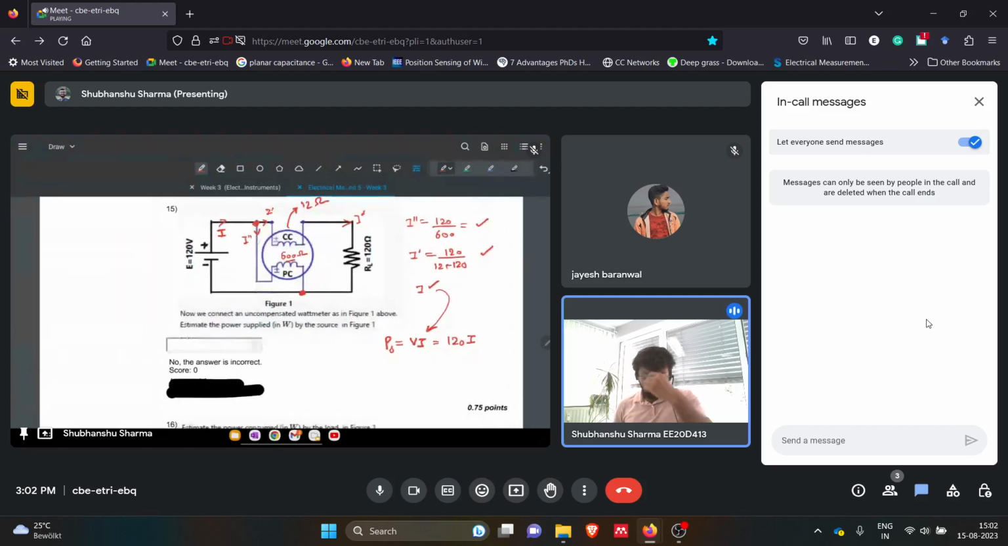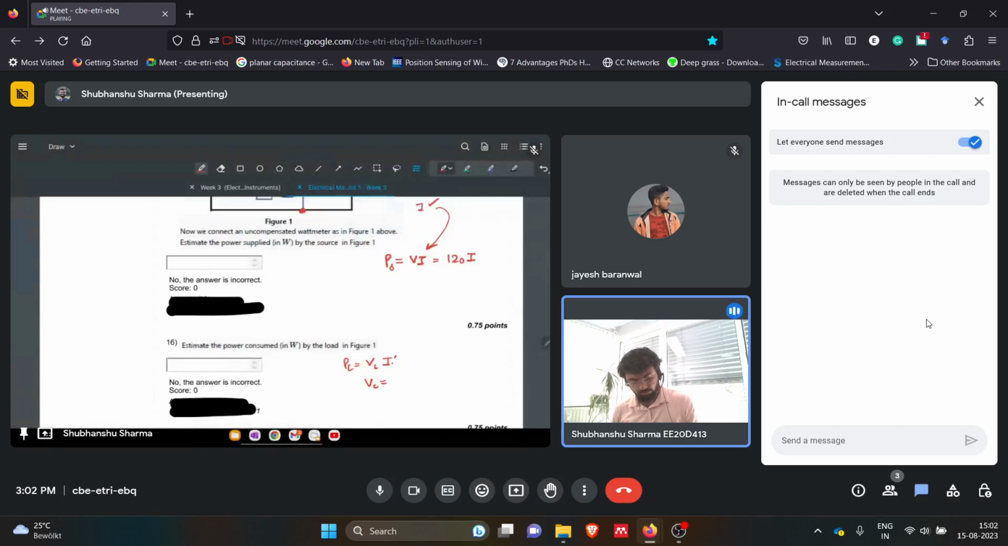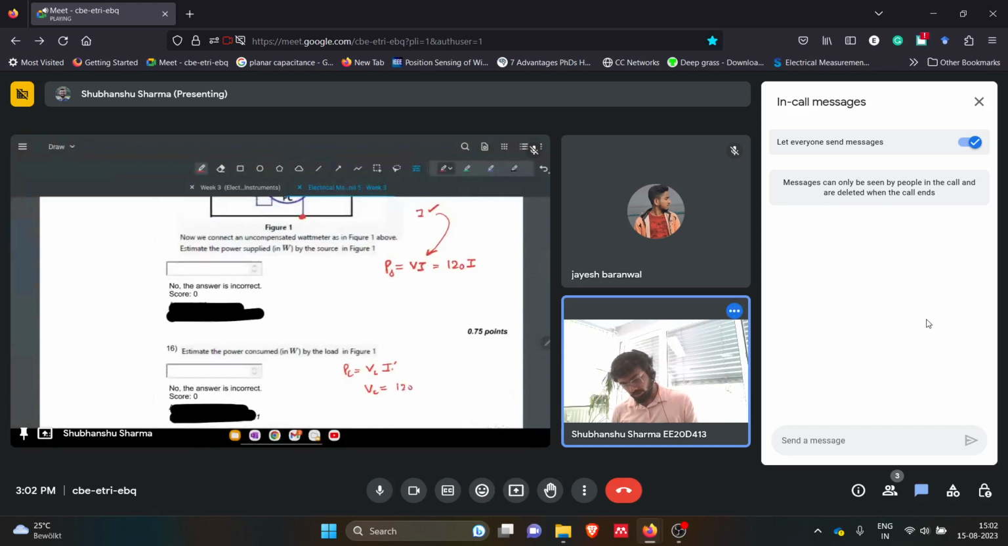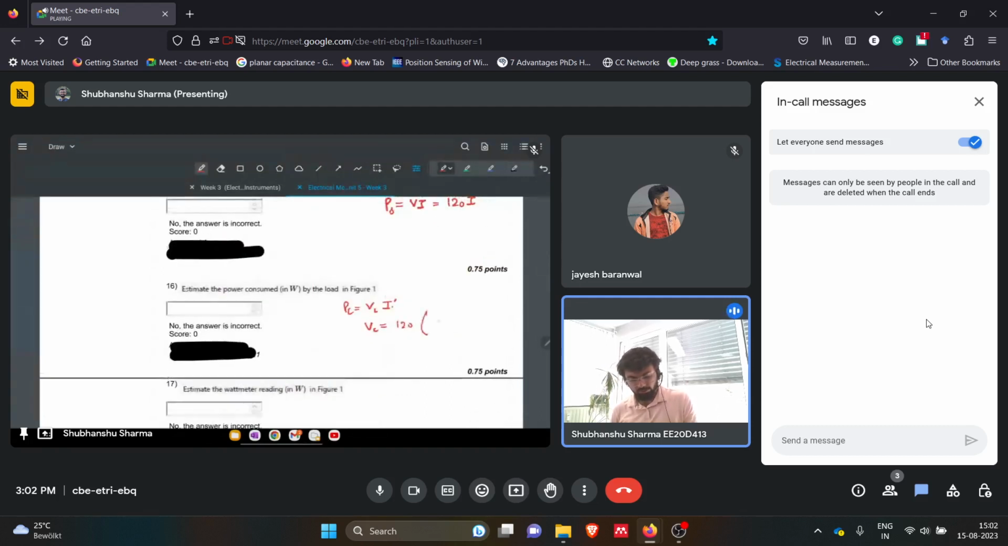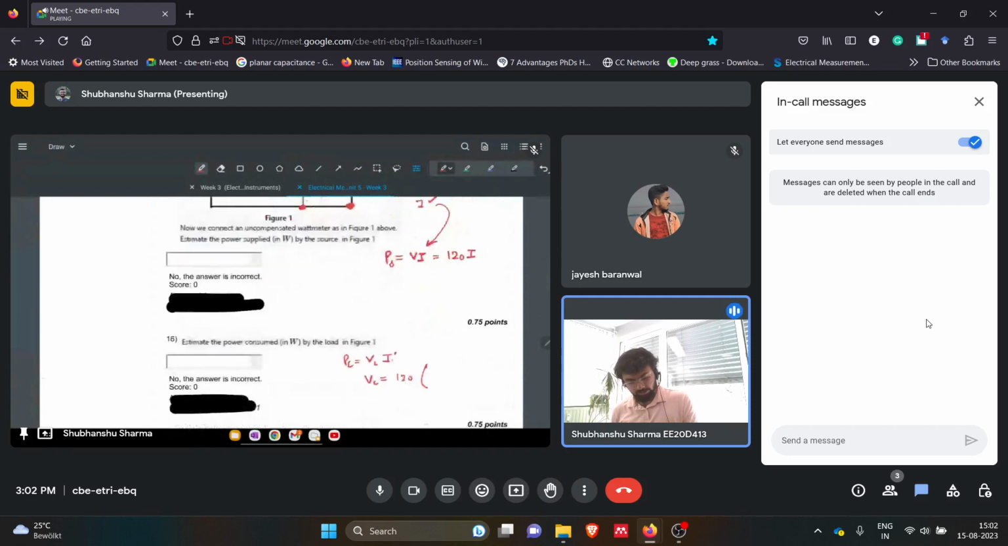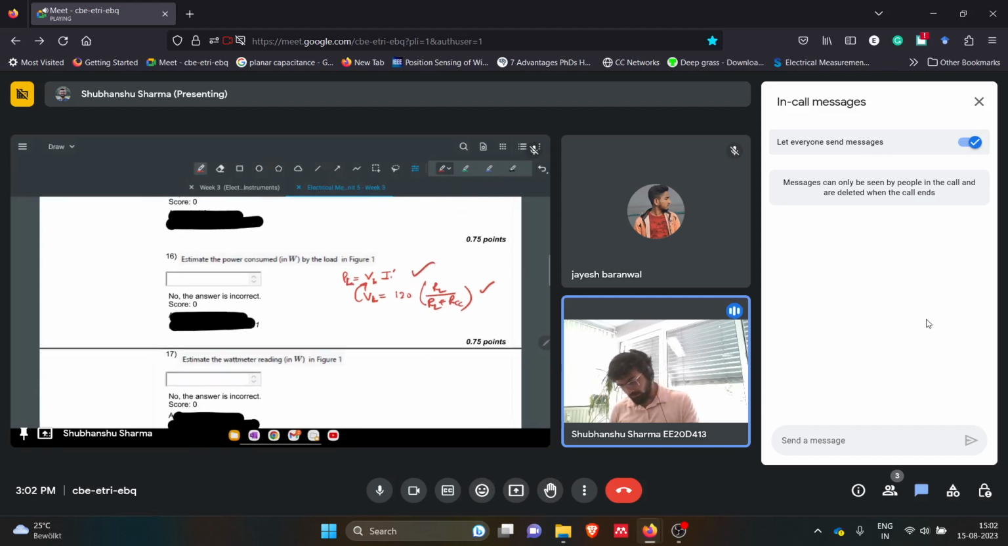Okay, and then the voltage across the load will be equal to the total voltage, that is 120, into the resistance of the load RL, divided by RL plus the total resistance of that branch, RCC. We'll get VL, and we can substitute here. We'll get PL. Okay, this is also fine.